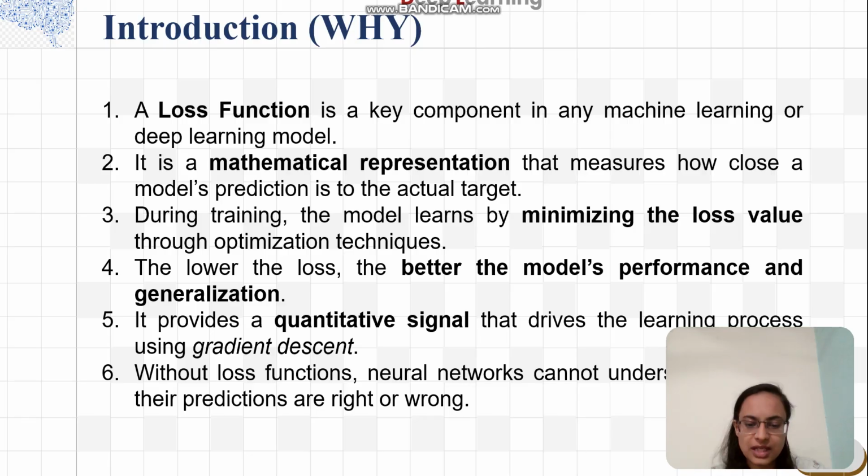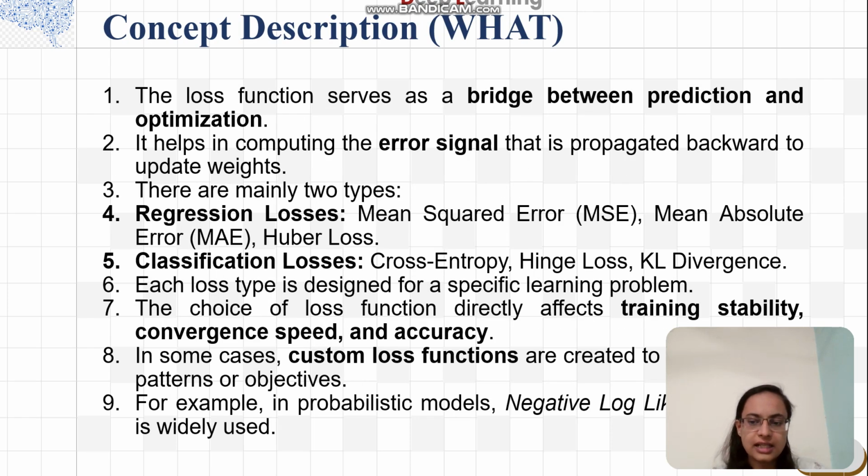In simple words, we can say that the loss function provides a clear quantitative signal that guides the model's learning process. Without it, neural networks would have no way of knowing whether their predictions are right or wrong. Now, understanding what exactly the concept of loss functions is, it serves as a bridge between prediction and optimization. It measures the error and provides feedback to update the model's weights.